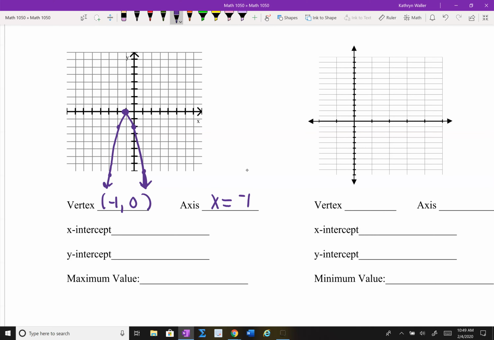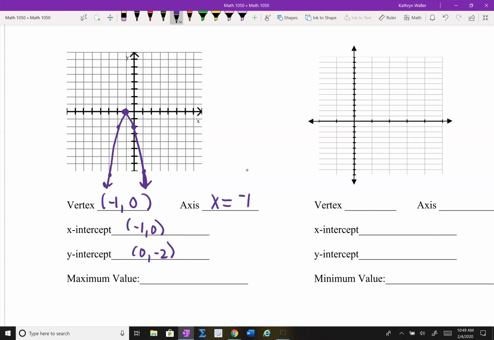Okay. Notice I didn't answer x-intercept and y-intercept until I graphed it. It's way easier to get those off the graph than to do it algebraically. Okay. Look at the graph. What's the x-intercept? -1, 0. What's the y-intercept? 0, -2. Super important. I want you to answer that question right there.